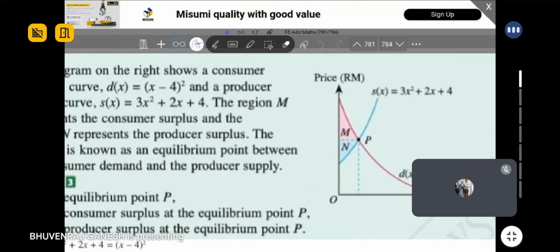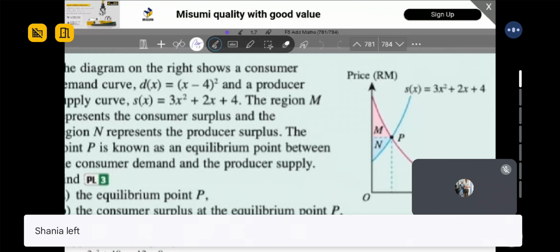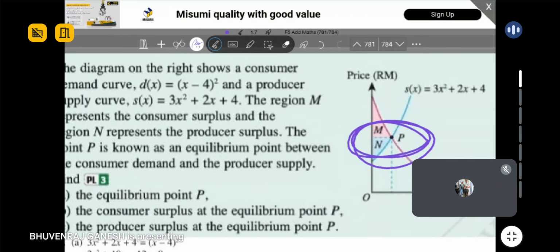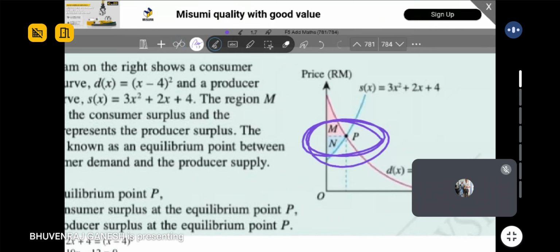Okay, so the question is: find point P. Okay, guys, so how do I find point P? Common concept, you see one curve and then you see another curve. So how do I get this point? Basic, you will always learn this. So you must use what concept?